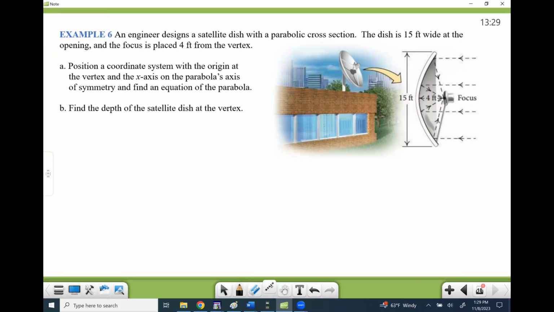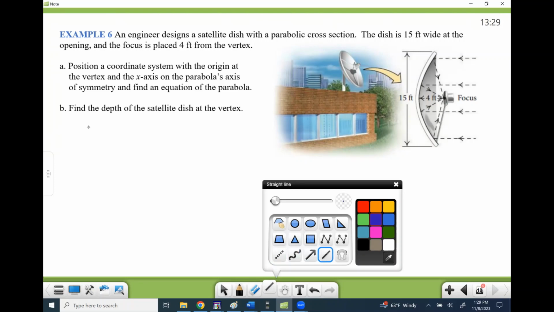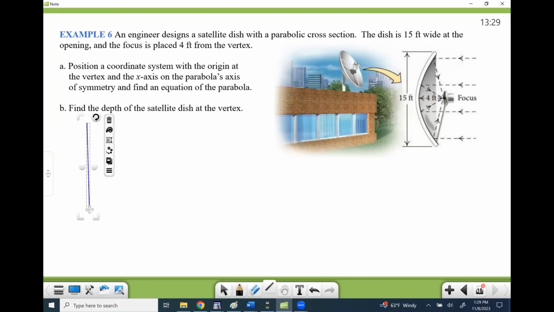Well, they kind of gave us a picture, so we didn't have to think, but we should have been able to get that from the words that they gave us. So it says position the vertex on the x-axis and make the x-axis the axis of symmetry. So here's our satellite dish. Okay, at least the side view of it, right? All right, and then let's put the focus right here. And just make these.